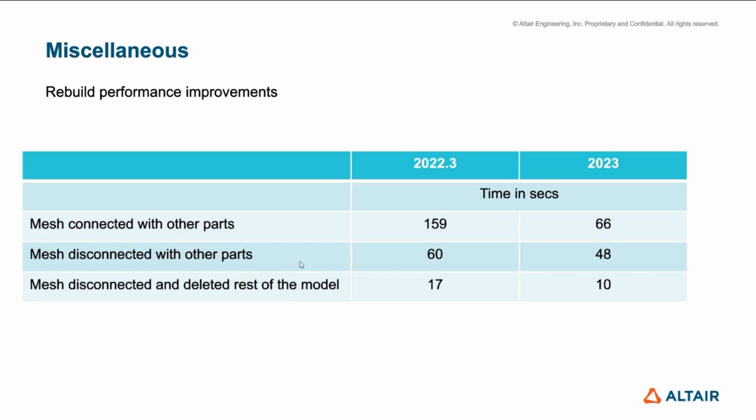Then there is this other case, where we have a similar part, a similar assembly, but now the mesh is not connected with the other part. It used to take 60 seconds before, and now it takes about 48 seconds. Now there is another case where the part I am doing a rebuild on has the same number of elements, but I have deleted the rest of the models in the assembly. In that case, it used to take 17 seconds. Now it takes about 10 seconds. So there is an improvement of about 60% when the mesh is connected. We have done good improvements on rebuild also.